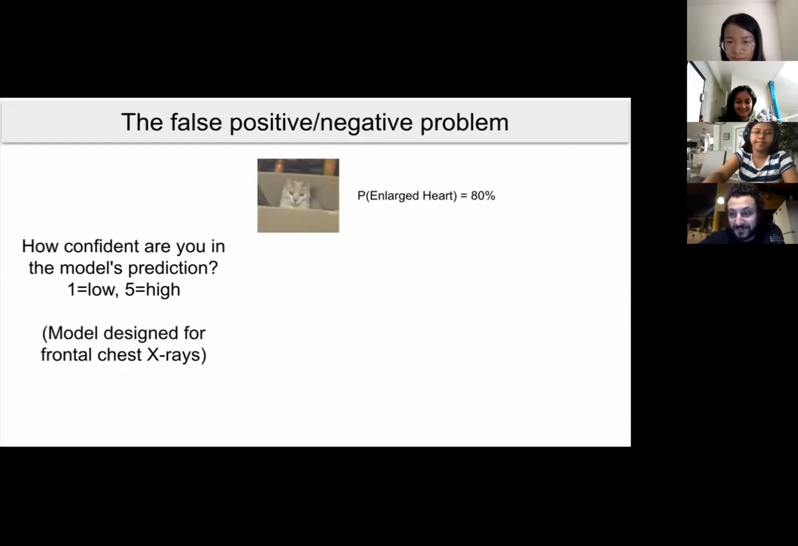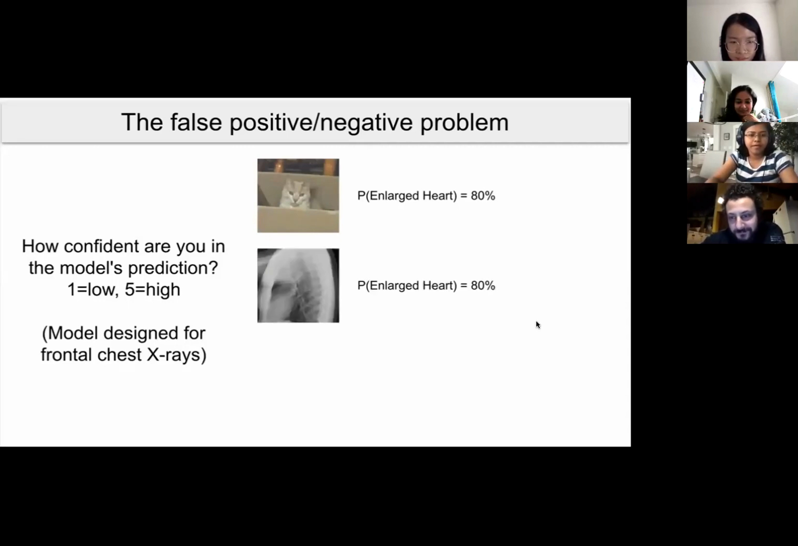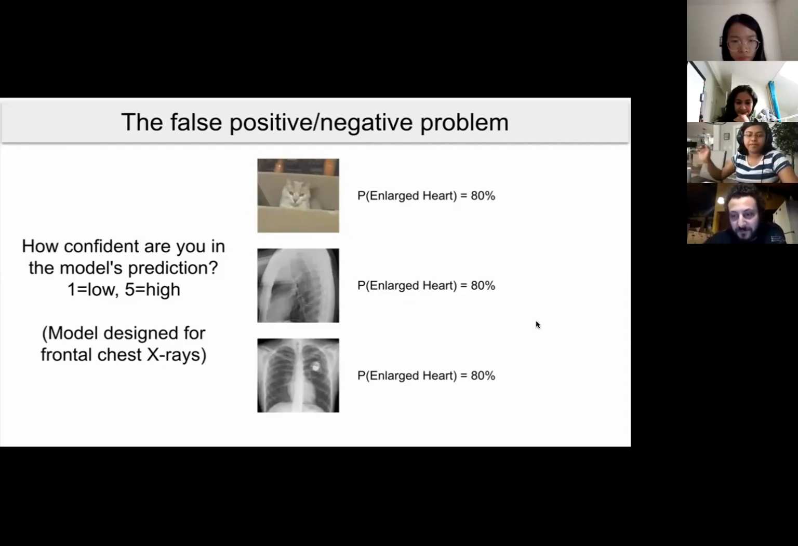Okay, there's a 2. Okay, 5. So what about this picture? 4. So it's gone down for someone, but it's higher. Okay, so this was trained on frontal chest X-rays. So what about this one? Now they're all predicting 80% probability. Let's see what the score is for this one.